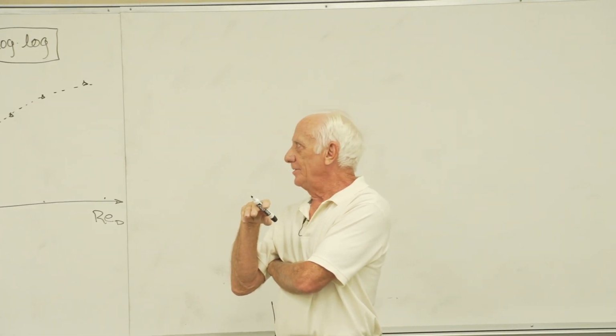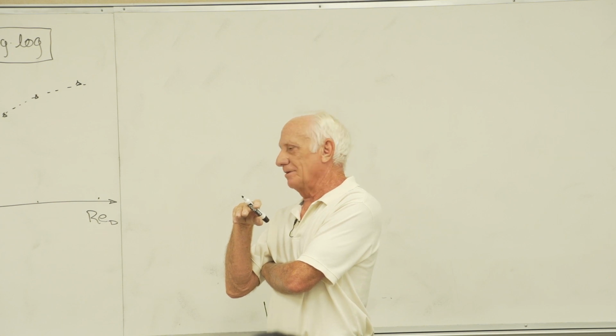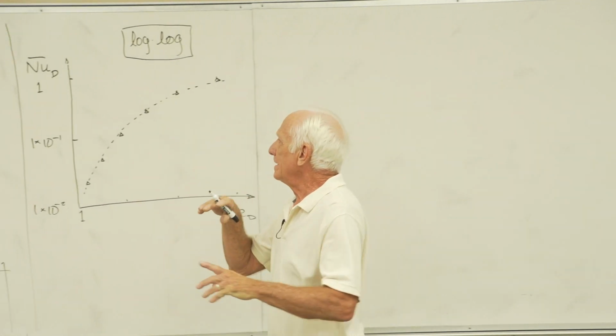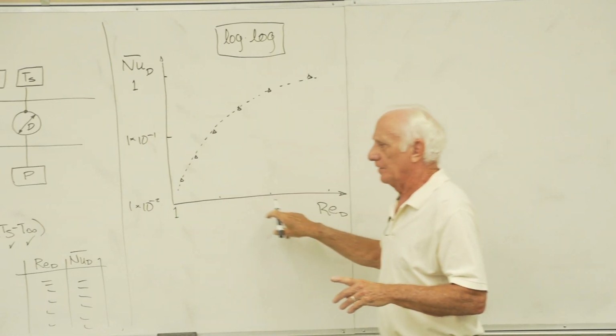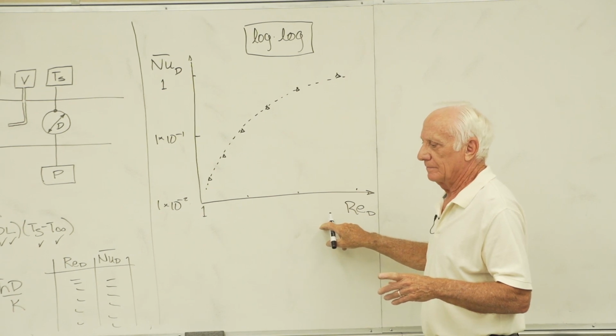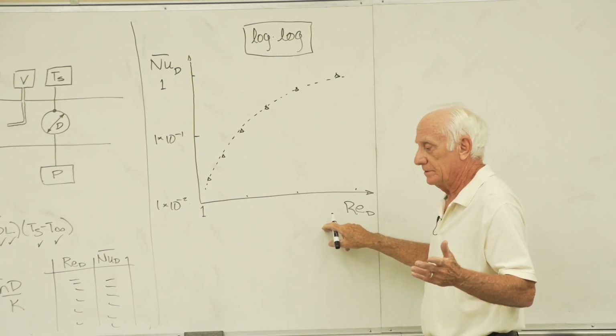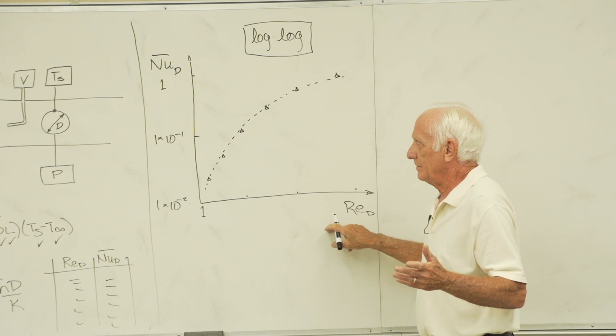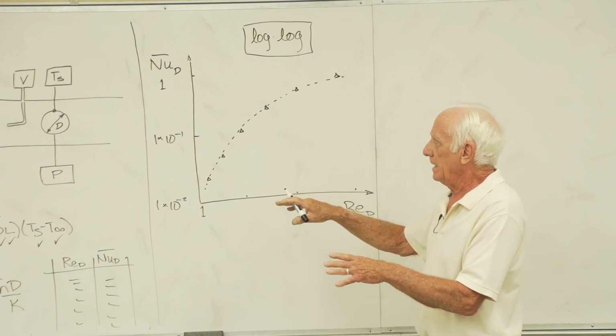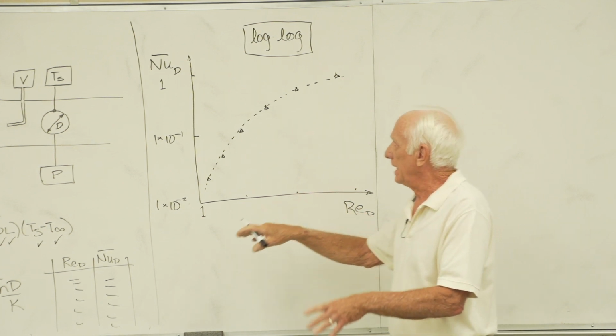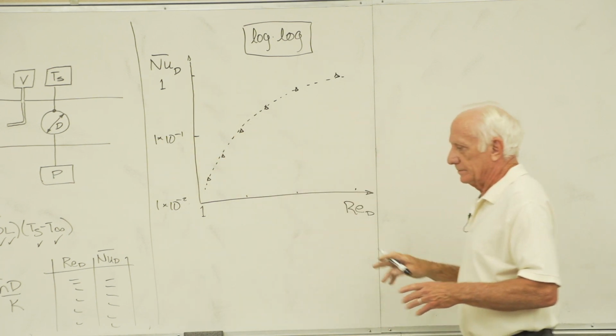How does an engineer know to plot the data, Nusselt versus Reynolds number? Why not plot h bar versus velocity down here? It's reasonable. She changed the velocity. Why does the engineer who takes experimental data end up deciding to plot the data Nusselt versus Reynolds?